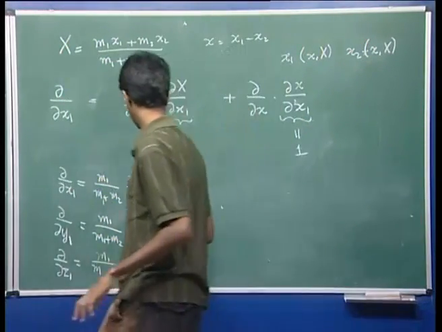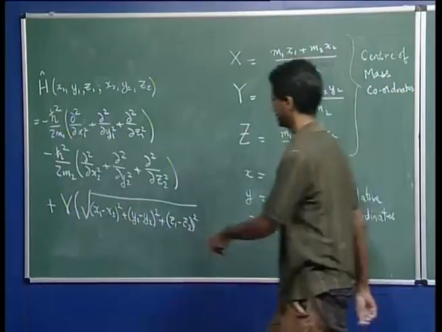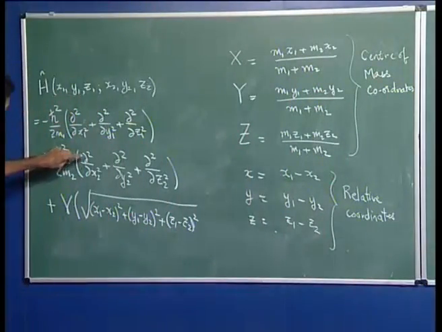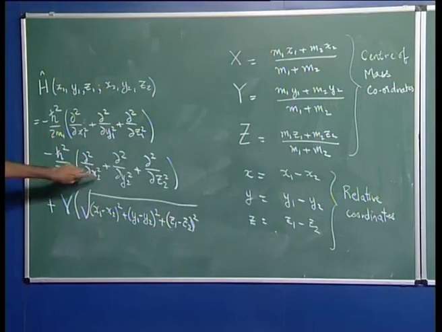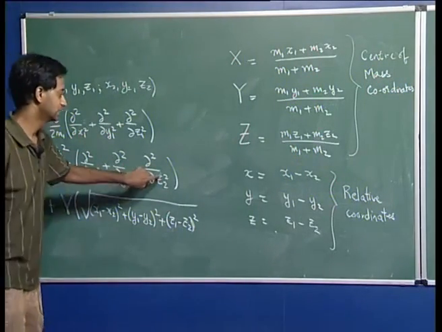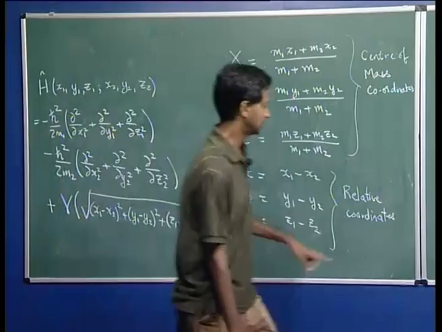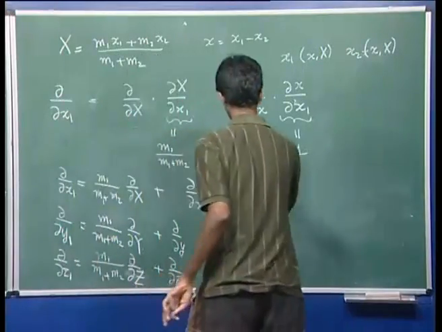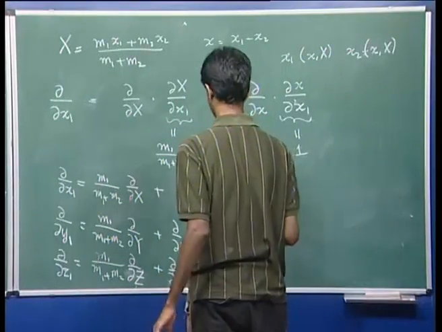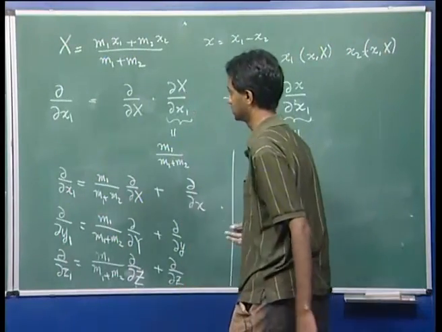Okay. Now, this completes only half the problem. The other half of the problem is to express derivatives with respect to x2, y2 and z2 in terms of derivatives with respect to capital X and little x, and so we will do that right here. It should be fairly obvious.